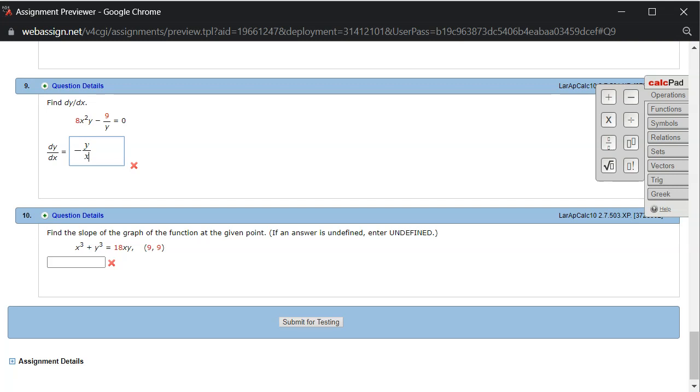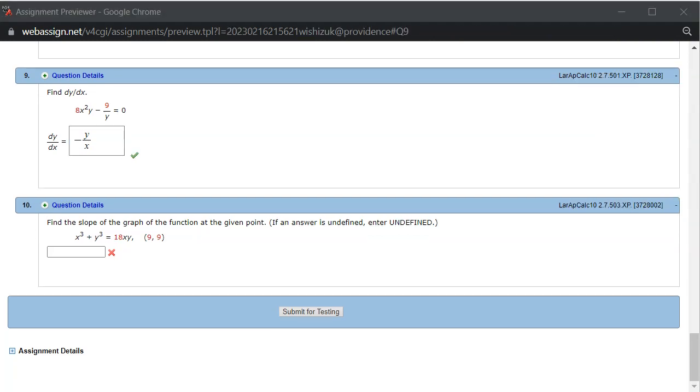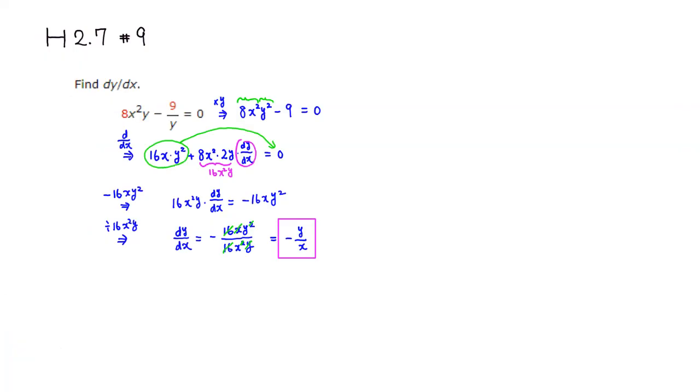Let's check the answer. It came back and looks like we got this one correctly. That's it. I hope that this was clear.